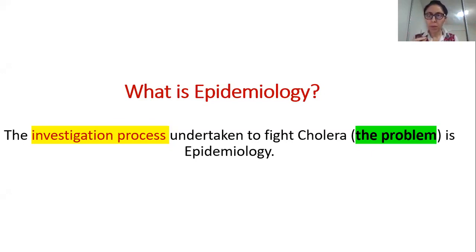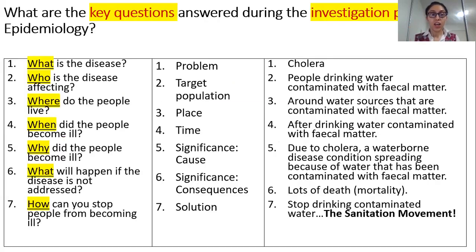Now, what do I mean by investigation process? We'll go into details of that. Okay. So when I say investigation process, there are a couple of key questions that you need to ask to do an investigation. As the name suggests, investigation meaning you need to ask the right questions. So what are the right questions as an epidemiologist that you should ask for any sort of problem?